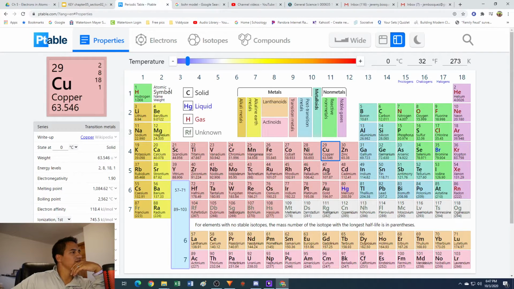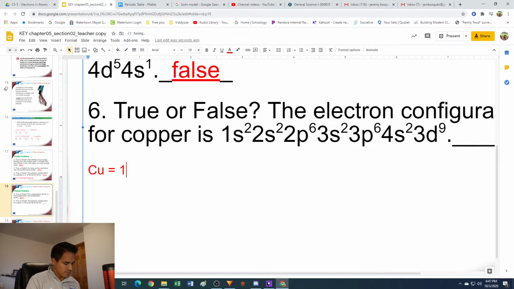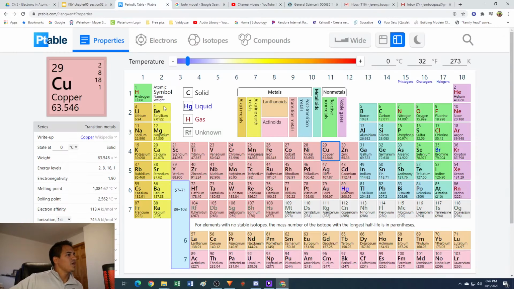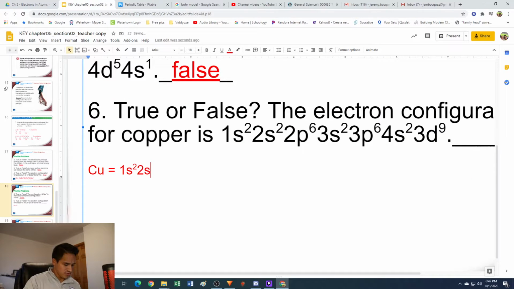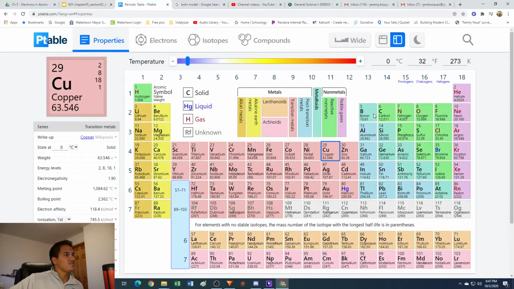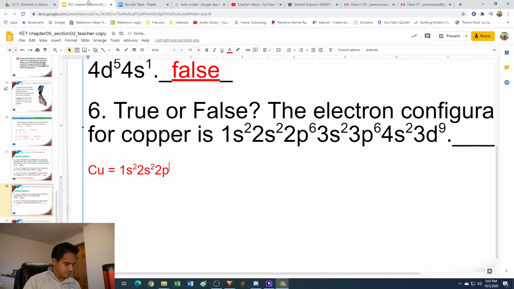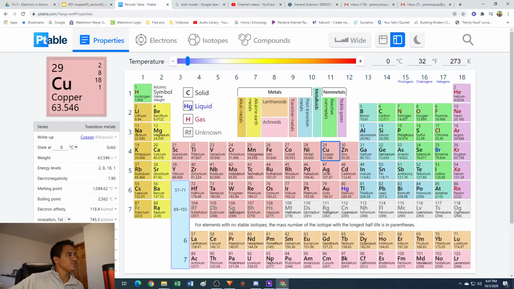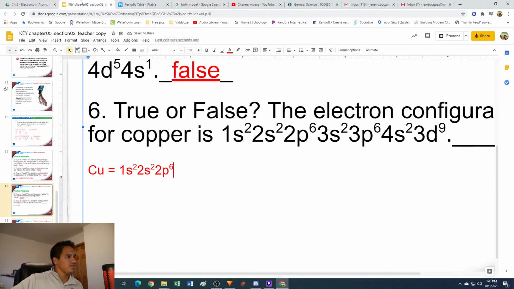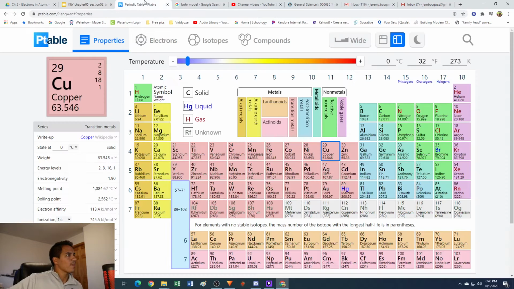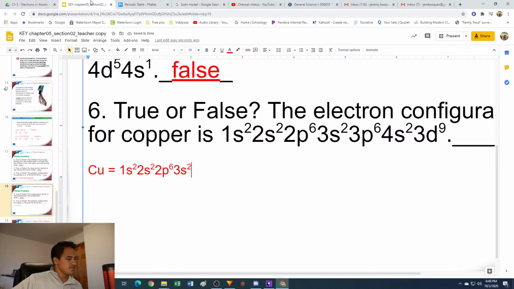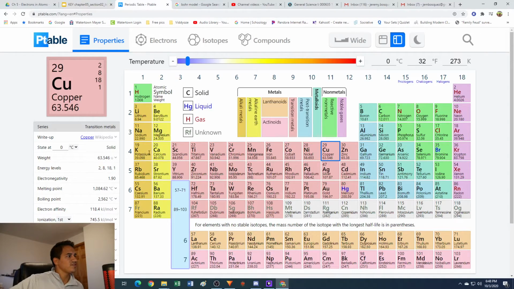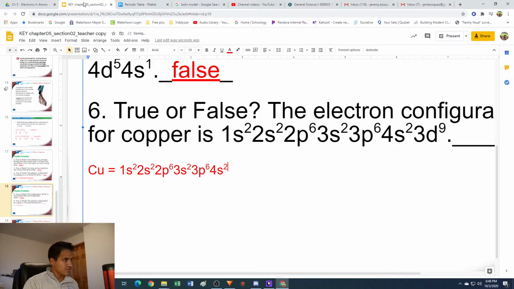So we have 1s2, so hydrogen, helium, that's 1s2. Okay, so copper is going to be 1s2. Then we have 2s2, so lithium, beryllium, so 2s2. Then we have 2p6, so we have boron, carbon, all the way to neon. So this is 2p6. Then we're in the third row, so this is 3s block, so 3s2 to magnesium, so 3s2. Then we have aluminum, silicon, phosphorus, argon. This is 3p6. Then we have now the fourth row, so 4s2.